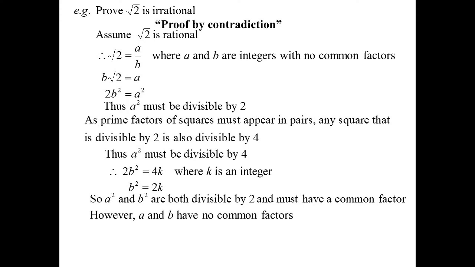I started off by saying they have no common factors and ended up proving that they do have common factors. So therefore, my original assumption must be false. So the square root of 2 is not rational. In other words, it is irrational.